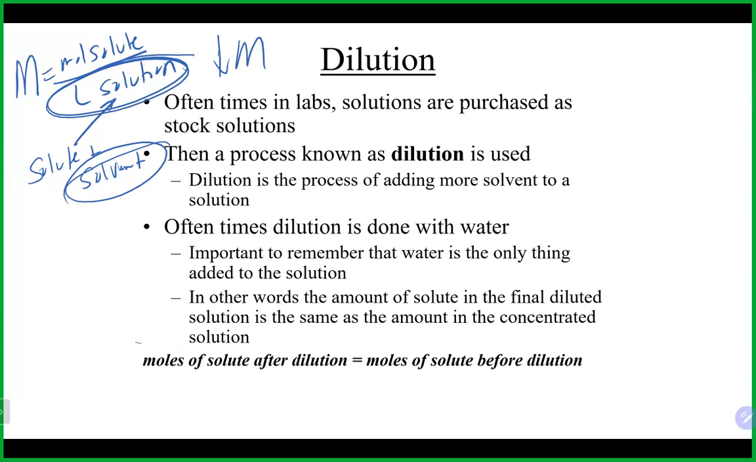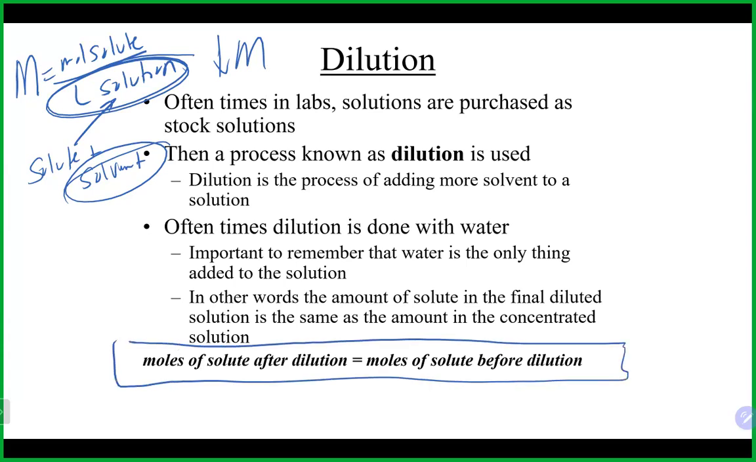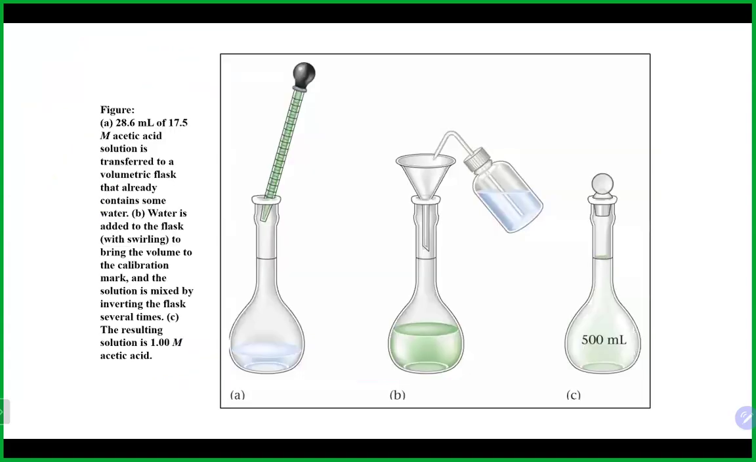The solute actually doesn't change, and that's the stuff that reacts in a solution. So the moles of solute before you do the dilution and after the dilution will be the same. So that really doesn't change. It's just that amount of solvent that you add, and that changes the volume of solution. It lowers the molarity.